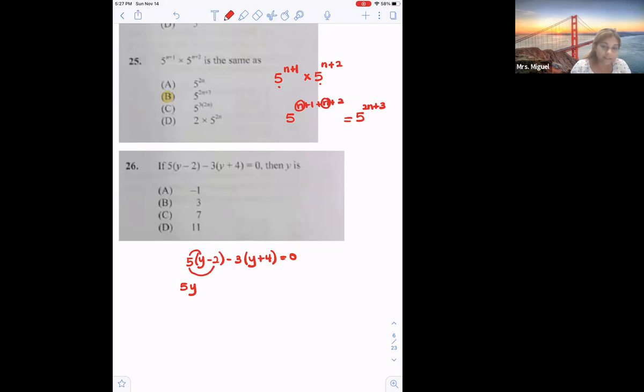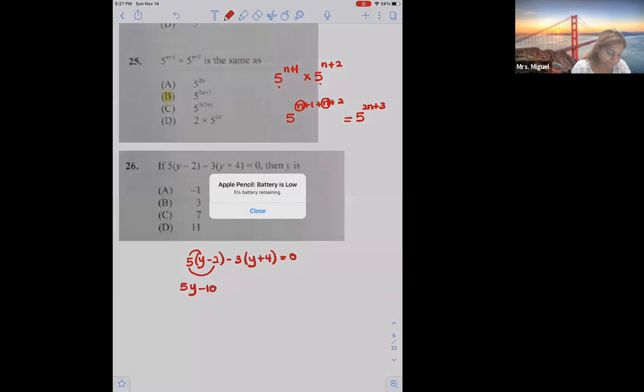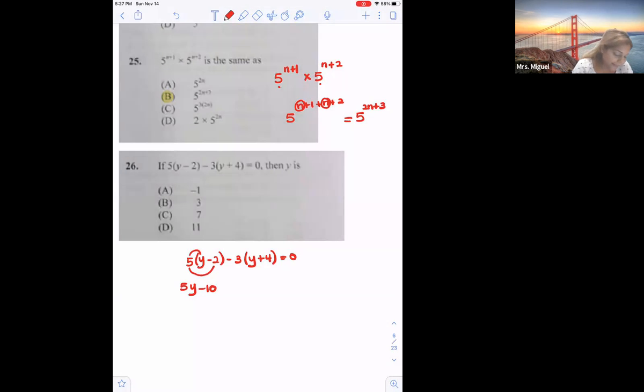5 by negative 2 is negative 10. Negative 3 by y is negative 3y. And negative 3 by 4 is negative 12. We're going to group all the like terms. 5y minus 3y minus 10 minus 12. 5 minus 3 will give me 2y is equal to 22. So y is 22 divided by 2, which is 11. The answer, D as in dog.